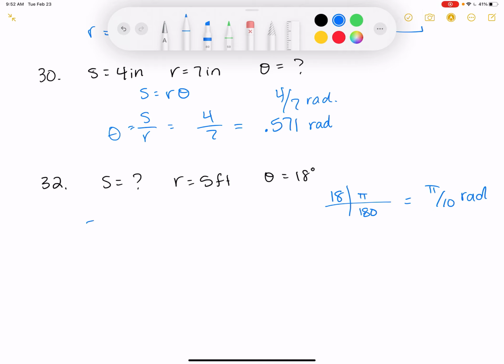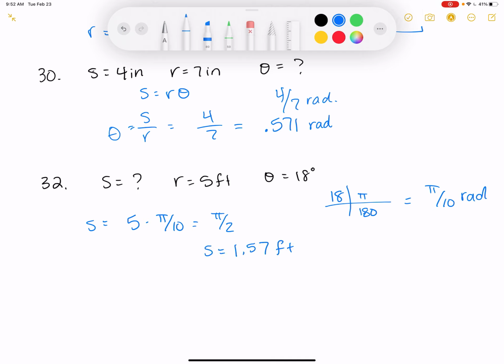Then S is equal to 5 times pi over 10, which is pi over 2, but I need arc length, so I need to calculate what that is. S is 1.57 feet.